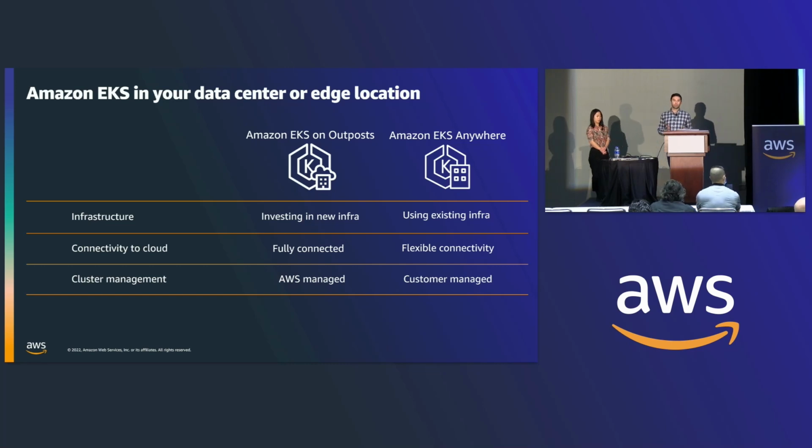AWS Outposts in general is a fully managed AWS offering, including the EKS part of that offering. And so whether you run what we call extended clusters or local clusters on Outposts, AWS is responsible for the availability of that Kubernetes control plane. Whereas EKS Anywhere is a customer managed solution, and so this impacts some of the operations that you have to plan for, whether you go with EKS on Outposts or EKS Anywhere.